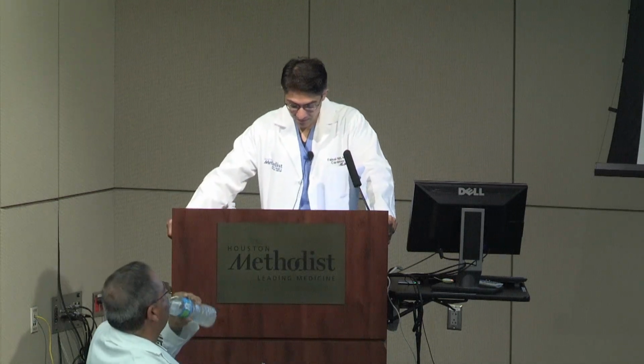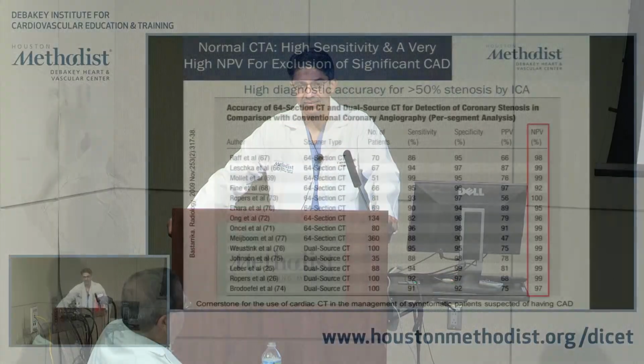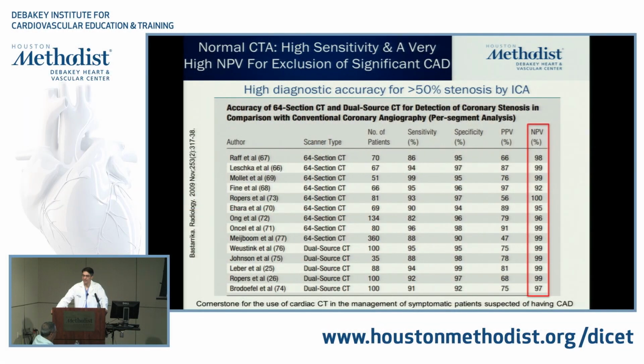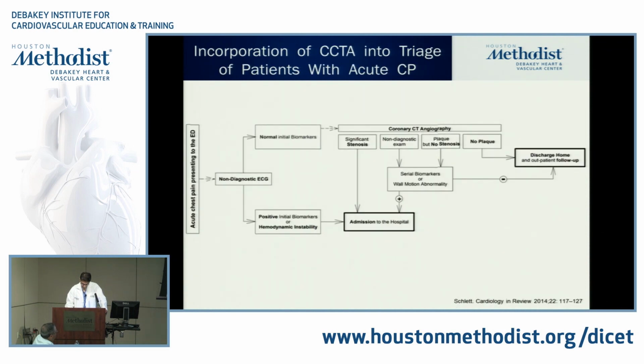But where it really falls apart, of course, is in positive predictive value, and there are many reasons for this. We fail in the setting of calcium, which causes blooming artifact and obscures your ability to look inside the lumen. Spatial resolution is not as high as the cath lab's. You get some partial voluming, things like that. Of course, patients can have motion and those kinds of things.